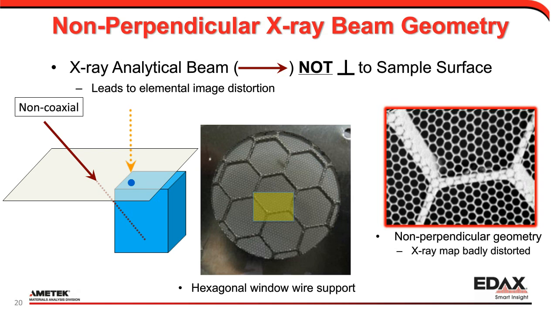In this particular case, the beam is penetrating into the material, hitting the side wall of that particular structure or whatever is buried in the sample, and giving me a signal someplace else. And that's what leads to these distortions in the elemental image for a non-coaxial system.